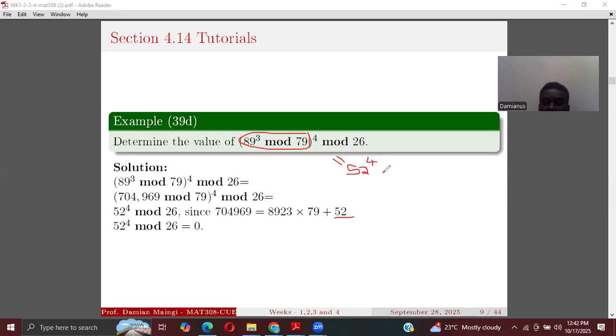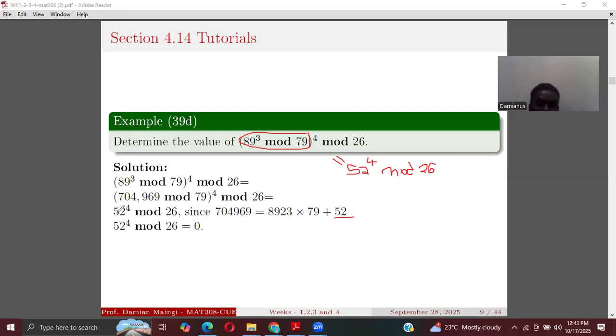mod 26, okay? Now I want you to see something which is more like a shortcut. What do I want you to notice? That 52 is 26 times 2. So already this means 52 is a number that is divisible by 26, right? So you don't need to do all those.